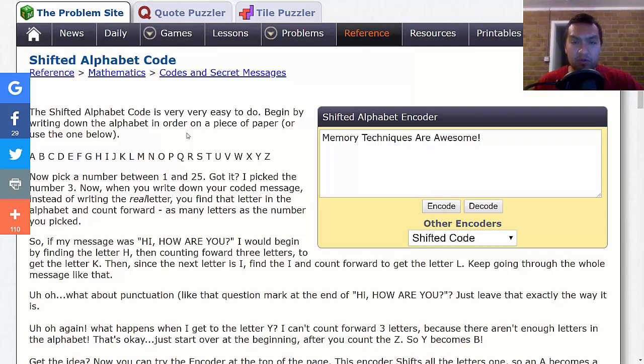I was watching a TV show and these characters needed to talk to each other, but they couldn't because they were being watched. So I started to think, is there a way to use memory techniques to talk in secret code? And it turns out there is. So you might have something like "memory techniques are awesome." Then you encode it. And then someone else will come along with, "Oh yeah, that makes sense."